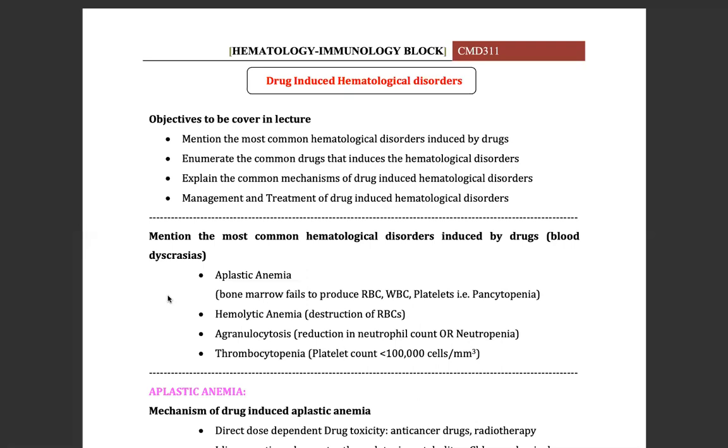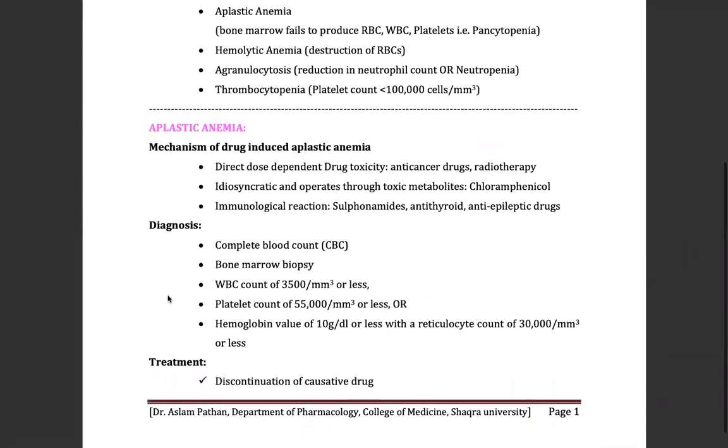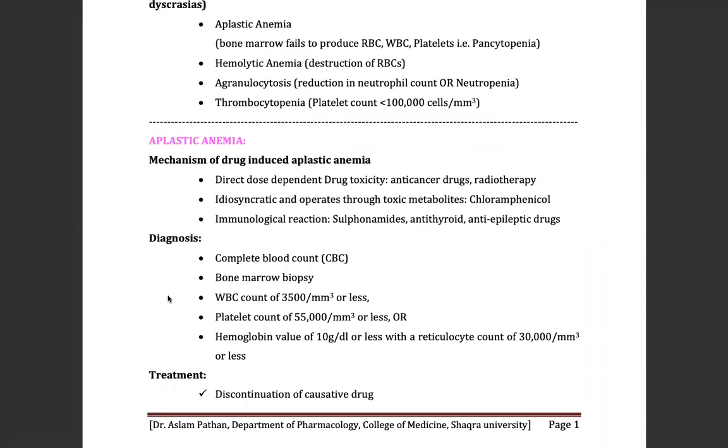I hope you are aware of aplastic anemia, hemolytic anemia, neutropenia, and thrombocytopenia in relation to the pathophysiology. First one is aplastic anemia. Here, if you see the purple color, you can click on this purple colored title or word. You are directed for further reading, or to some important references.